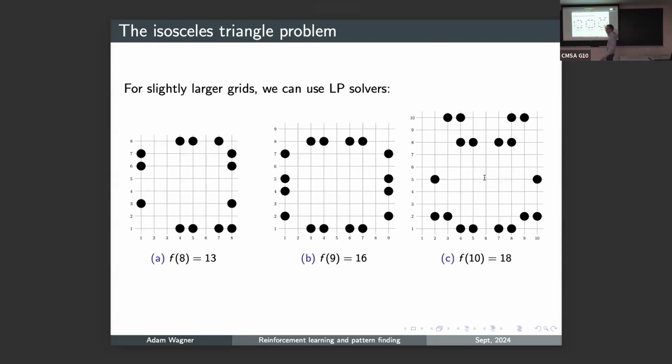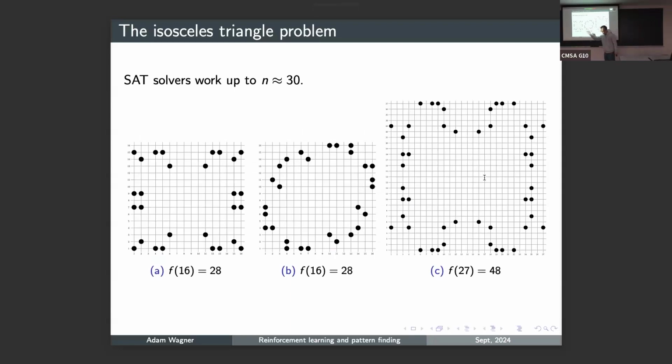For slightly larger values of n, you have to use computers probably. LP solvers or maybe very different methods also work. Up until 10, these are the best constructions. It turns out the best standard method to use is SAT solvers for this problem. They work up to roughly n equals 30-ish.